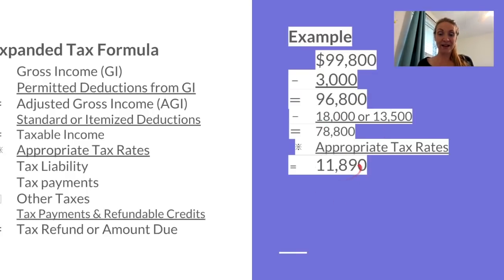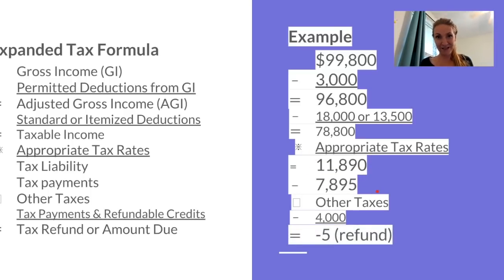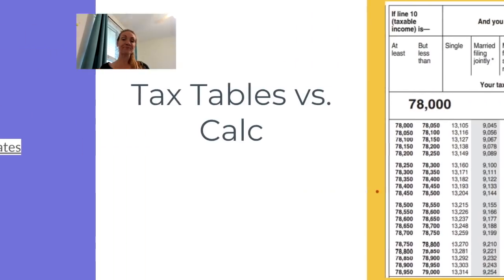Once you get this correct tax liability amount, we can subtract the tax withholdings of $7,895 on paychecks. There's no other taxes to add in, but we can subtract out those tax credits of $4,000, and of course $4,000 plus $7,895 is $11,895, $5 more than the total tax on the return, which means $5 refund.